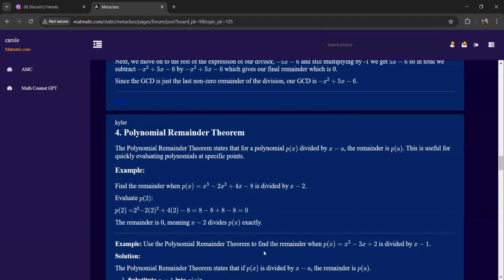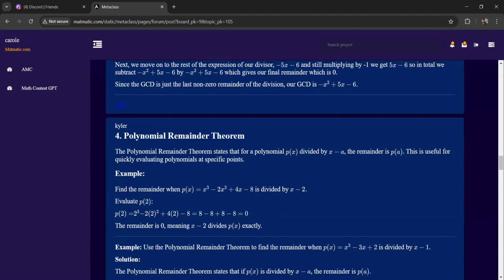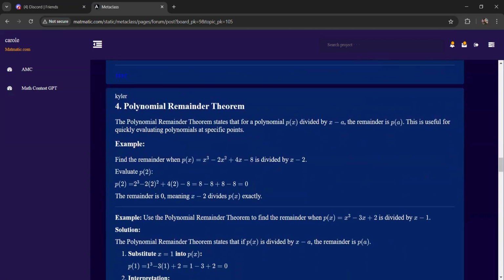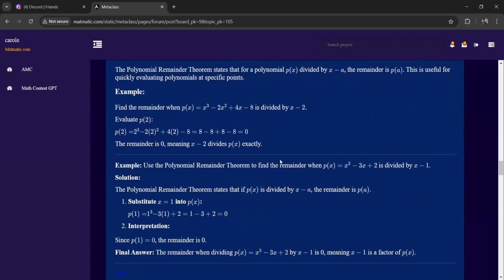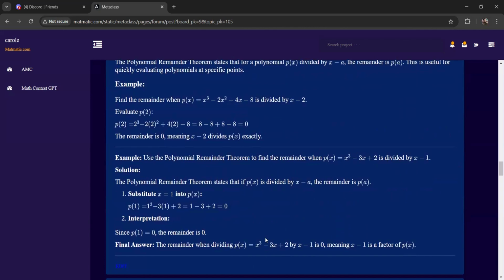So I have another I'll just explain this little example for you guys because this part is pretty easy and we're running out of time and I really want to get to the math contest questions.